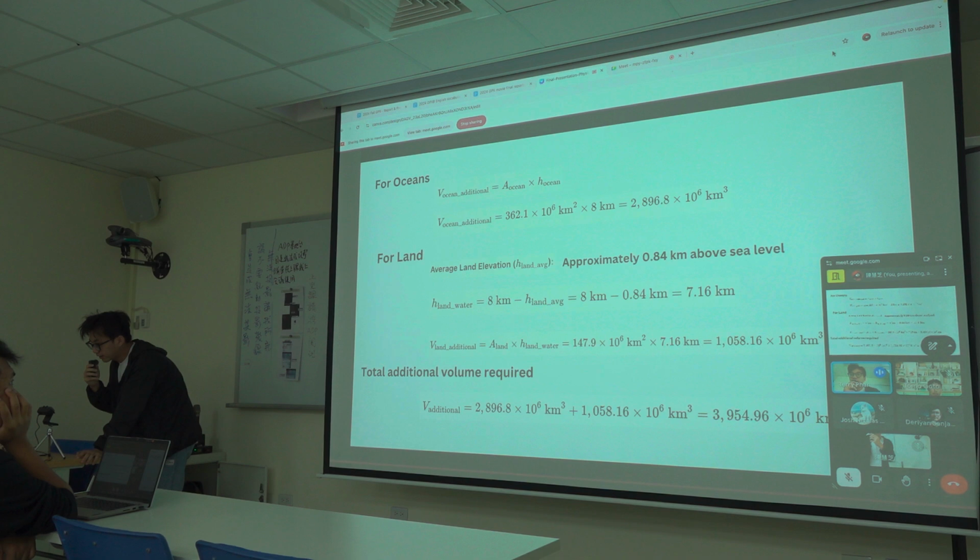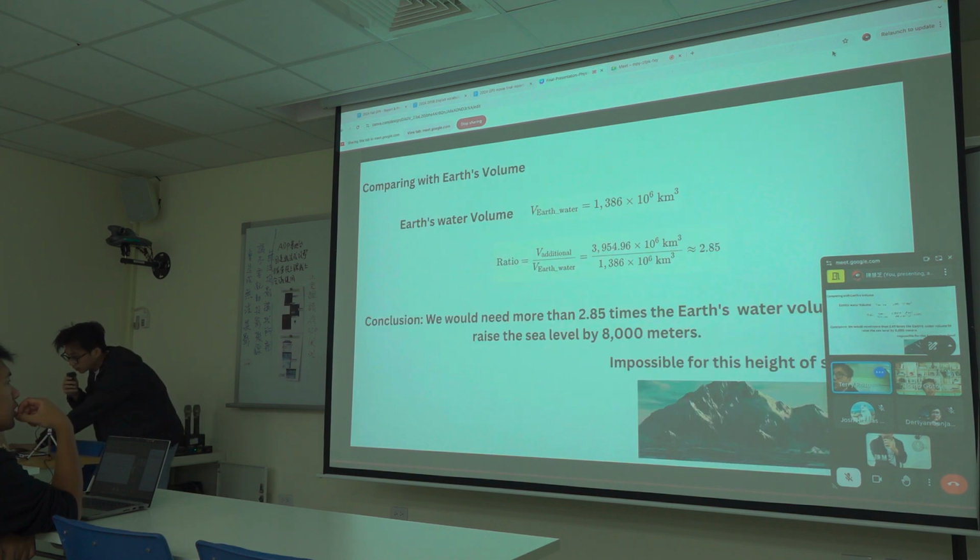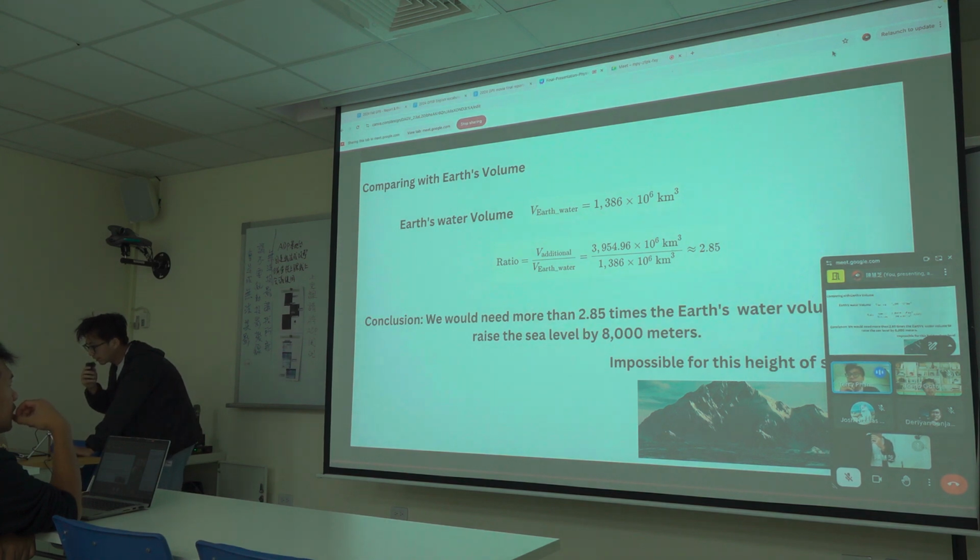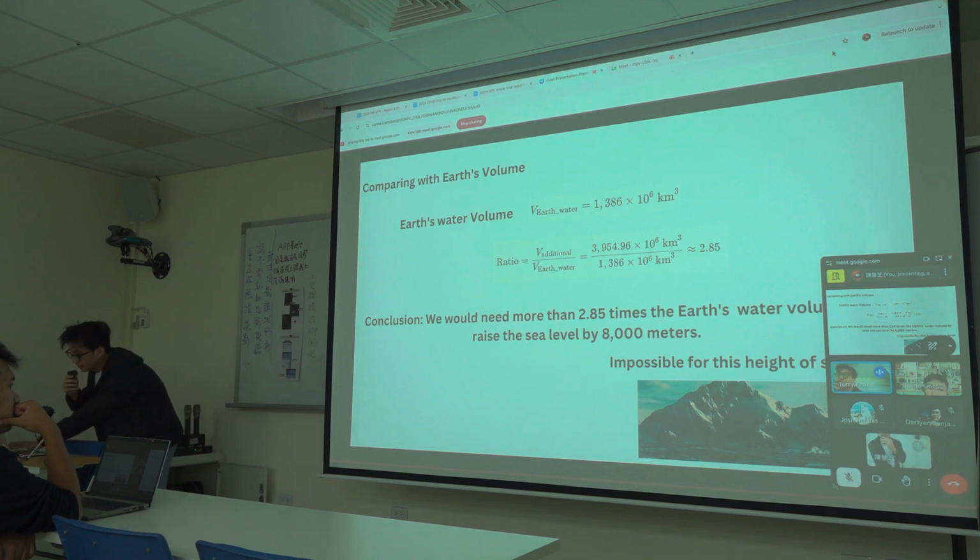For the oceans, we calculate V equals A multiplied by H and get the volume of additional water over the oceans. For the land, we use this 7.16 to calculate the volume of additional water over land. For the total additional volume required, we sum these two volumes and get 3954.96 multiplied by 10 to the power 6. Compared with the Earth's volume, 1386 multiplied by 10 to the power 6, we get a ratio of 2.85. So the conclusion is we will need more than 2.85 times the Earth's volume to raise the sea level this high. To conclude again, it's impossible for sea level to reach this height.